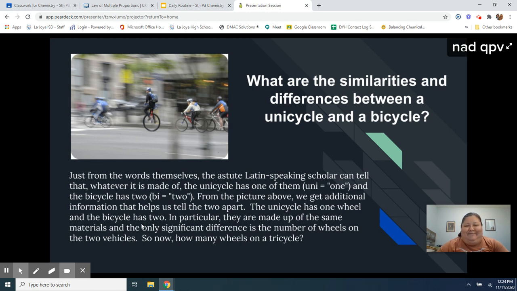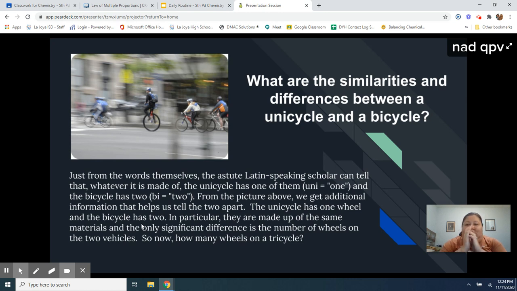Just from the words themselves, the astute Latin-speaking scholar can tell that whatever it is made of, the unicycle has one of them. Uni equals one, and the bicycle has two. Bi equals two. From the picture above, we get additional information that helps us tell the two apart. The unicycle has one wheel and the bicycle has two. In particular, they are made up of the same materials, and the only significant difference is the number of wheels on the two vehicles. So now, how many wheels on a tricycle?